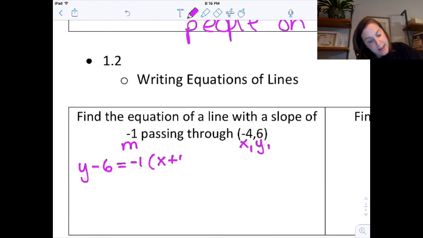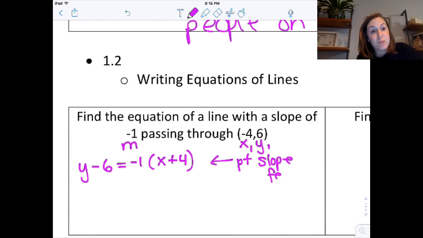Now, I have this, right? This is point slope form. And if I asked you for that, I would expect that you stop there. If you go beyond that, you've done too much, and that shows me that you didn't quite understand the forms. So make sure you stop where appropriate. Let's say I ask for it in slope intercept form.